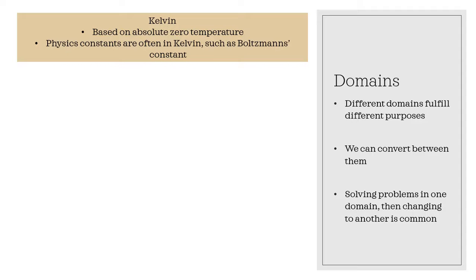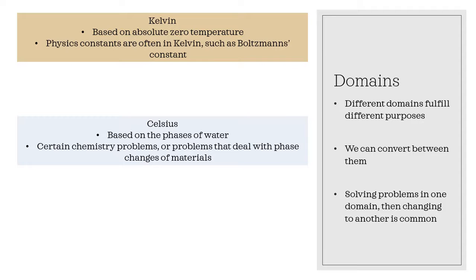So let's examine the temperature example a little bit. Kelvin is based on absolute zero temperature. 0 Kelvin is the coldest it could possibly be. All thermal motion stops. And we'd want to use this when we're doing physics problems, because physics constants are often based on Kelvin, like Boltzmann's constant is based on the Kelvin temperature scale. And yeah, you can convert, but it makes equations messy to do so, so you're better off just doing your problem in Kelvin.